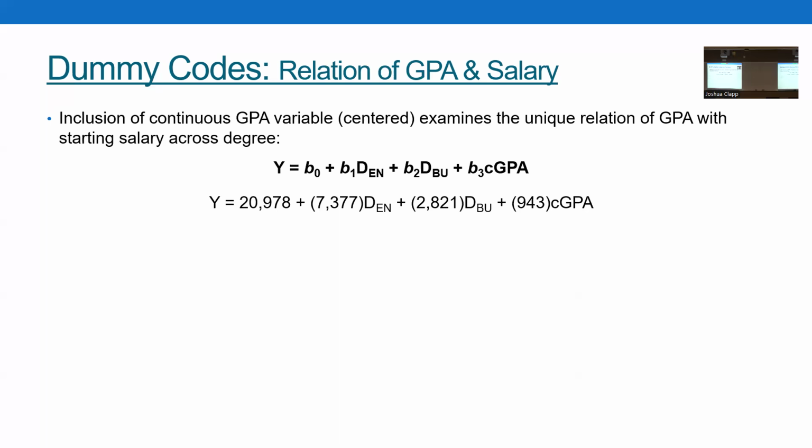Okay. Here is my expected addition for engineering on top of my base at average levels. Here's my addition on top of liberal arts for business. And this is the unique effect of GPA with starting salary accounting for different majors, right? So I would say here, it looks like per unit increase in GPA, I'm expecting a $943 bump in initial salary after accounting for different major types.